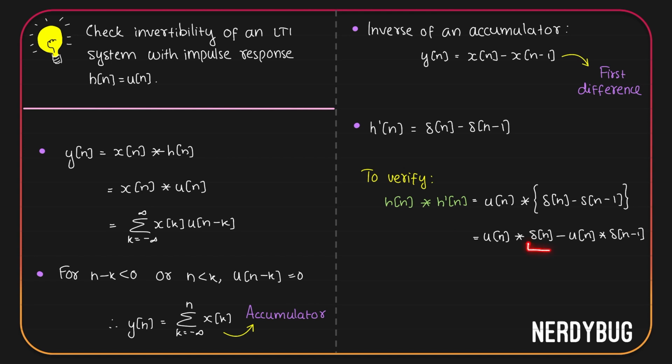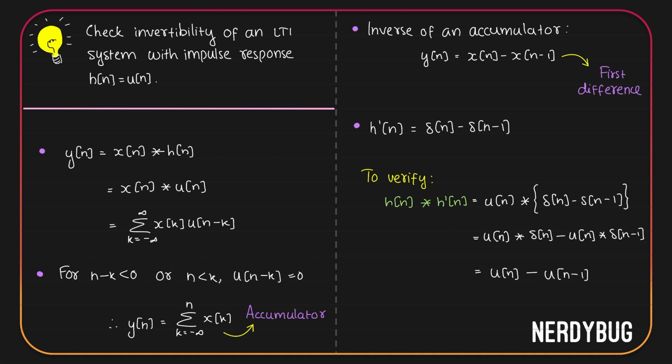Delta of n is the impulse response of an identity system. If your input is u of n, your output will also be u of n. So for the first part, we're taking the convolution of u of n with delta of n minus 1. Delta of n minus 1 is shifted 1 unit, so it is actually just a time shifter. It shifts the input by 1 unit. So the output will be u of n minus 1.